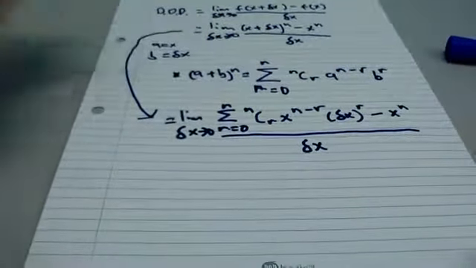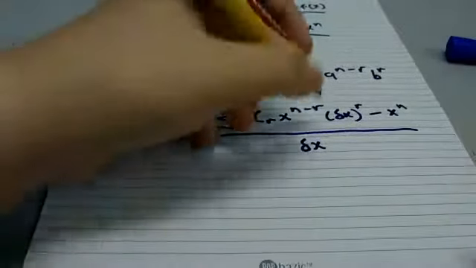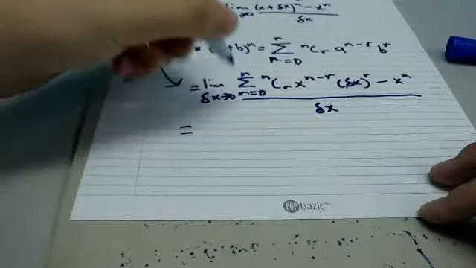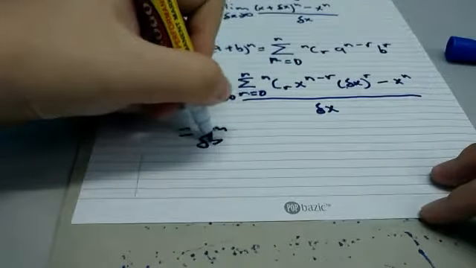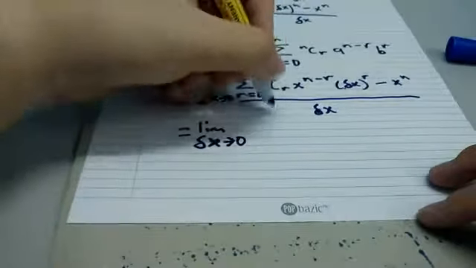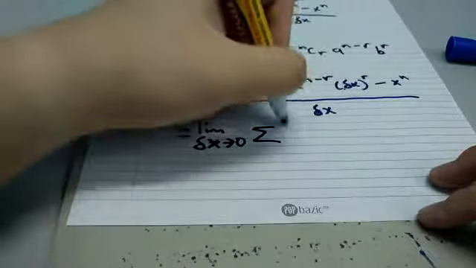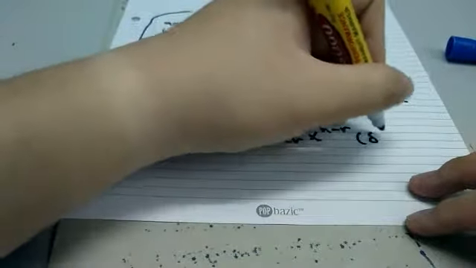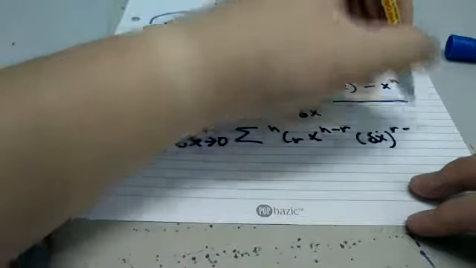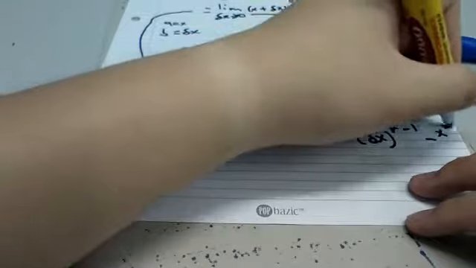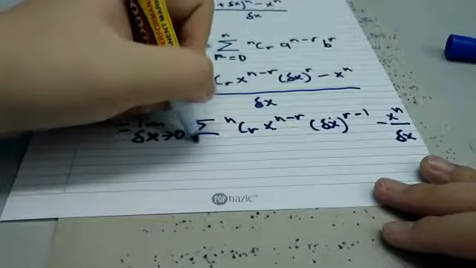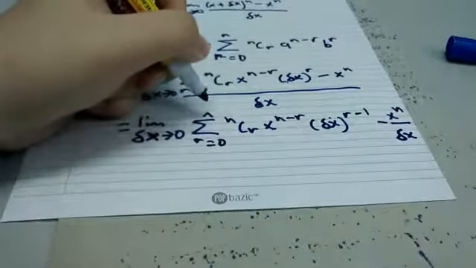And delta x, let's say it is a constant, then we can just divide. We can just plug this to here by using the law of indices. So this is equal to the limit as delta x approaches 0, and the sum of nCr x power of n minus r times delta x to the power of r minus 1 minus x power n over delta x as r goes from 0 to n.